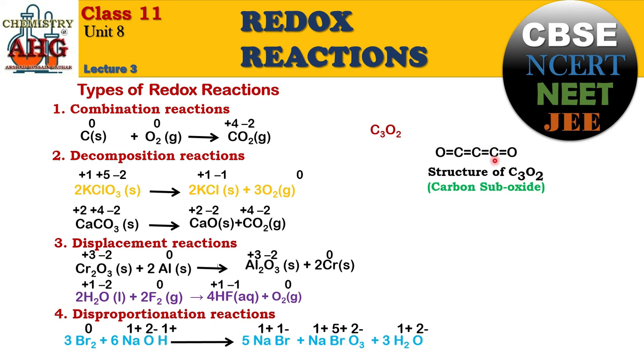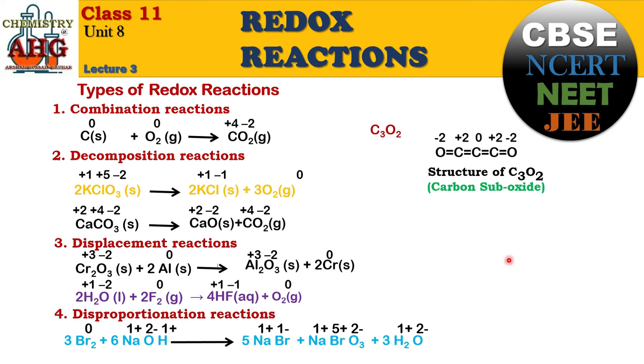But look at this carbon. This carbon is bonded to oxygen on one side. And what is the oxidation state of oxygen? -2. If oxygen is -2, what should this carbon be? It must be +2. Likewise, this oxygen is -2, so this carbon would be +2. So -2, +2, 0, +2, -2.